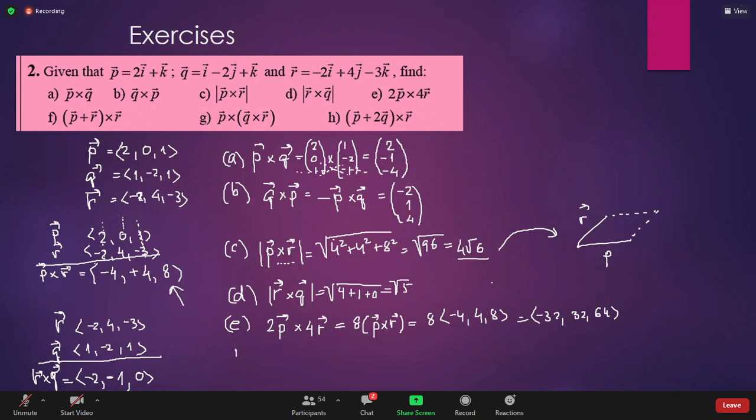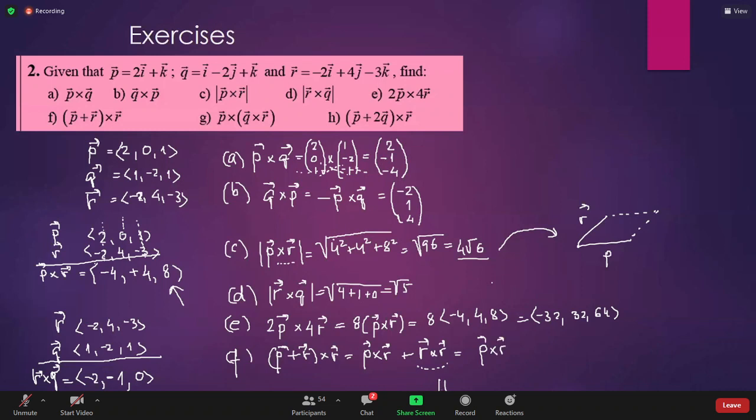F. Let's see. P plus R times R would be P times R plus R times R. Now let's just remember, a vector multiplied by itself means multiplication of 2 parallel vectors. Remember that the product of 2 parallel vectors was the 0 vector. So in principle, this is P times R vector plus the 0 vector.